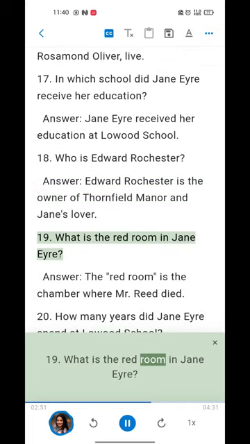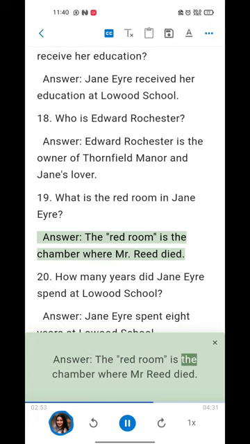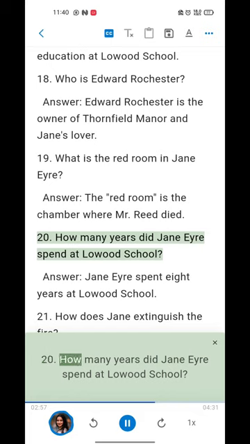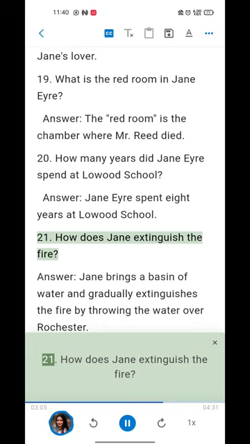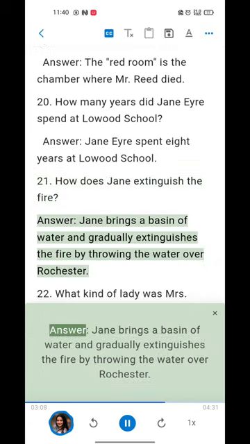19. What is the Red Room in Jane Eyre? Answer. The Red Room is the chamber where Mr. Reed died. 20. How many years did Jane Eyre spend at Lowood School? Answer. Jane Eyre spent 8 years at Lowood School. 21. How does Jane extinguish the fire? Answer. Jane brings a basin of water and gradually extinguishes the fire by throwing the water over Rochester.